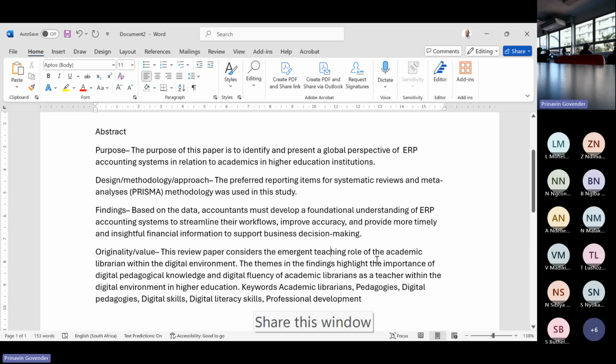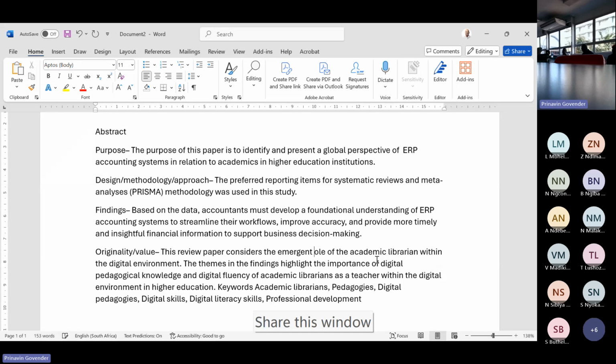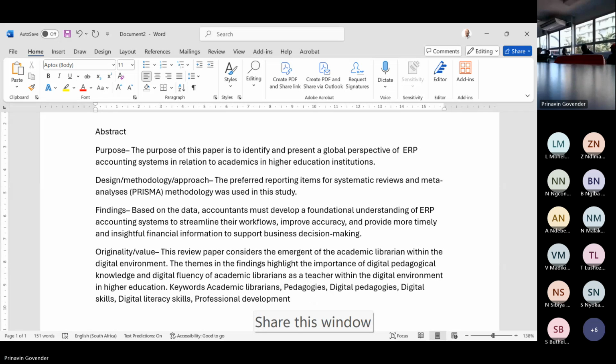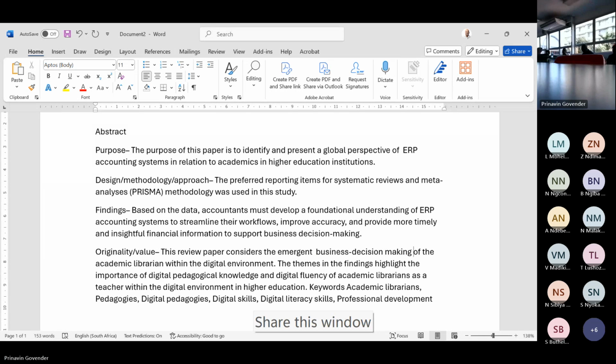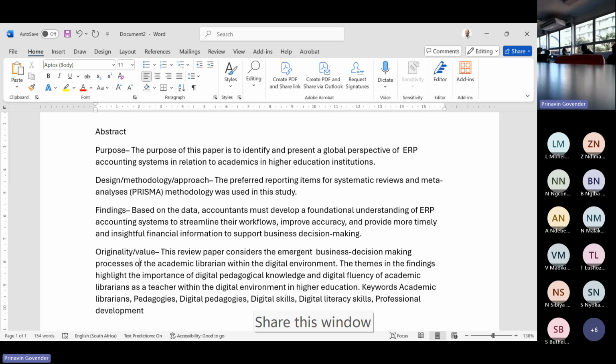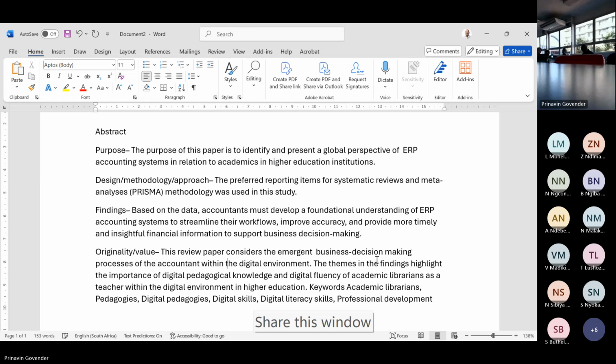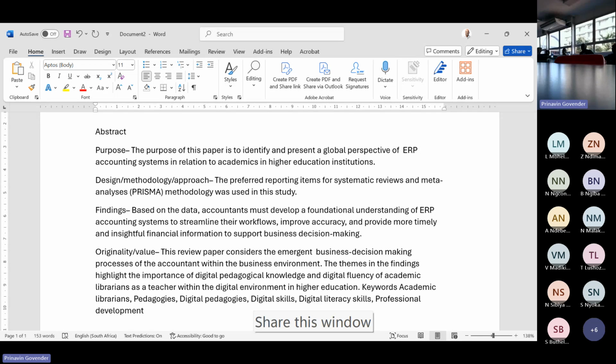So it considers the emergent teaching role of the academic. No, the emergent business decision making processes of the academic? No. So some of you can write down the auditor or the accountant within the, is it a digital environment? We want to say that. What environment do the accountants deal with? The business environment.